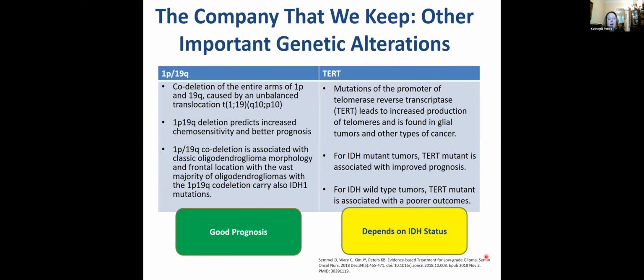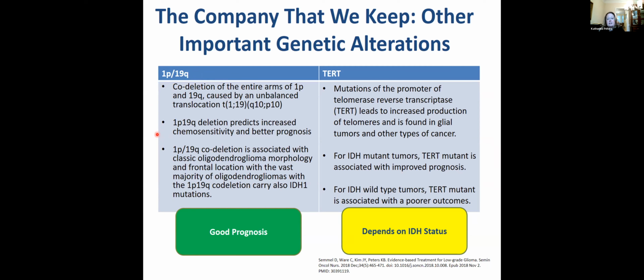So in just knowing about brain tumors, particularly low-grade gliomas, I've talked a lot about IDH status, but I also want to talk about the company that they keep, the other genetic alterations, because it seems that it's not just the IDH status that's important, it's also the other genes that are mutated. So 1p19q co-deletion actually was discovered before IDH mutations, and they've known for a long time that 1p19q co-deletion does predict increased chemosensitivity and a better prognosis. So usually what we find is that if you have an IDH1 mutation, you also have a 1p19q co-deletion. So that is associated with a very good prognosis.